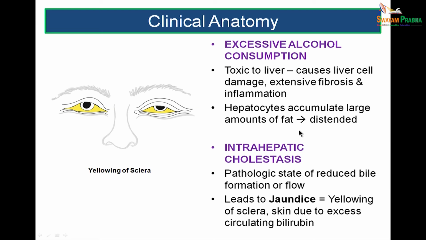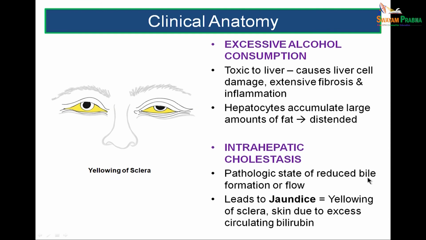Another disease is cholestasis, which we commonly call jaundice. All of you must have heard of jaundice. What is it? It's a disease in which the liver is affected and you get a yellowish discoloration of the sclera of the eye and the skin of the body. There is reduced bile formation or flow leading to high levels of bilirubin in the body, leading to jaundice, which is the yellowish discoloration that we see, I said, in the sclera and skin because of excess bilirubin circulating in the body.